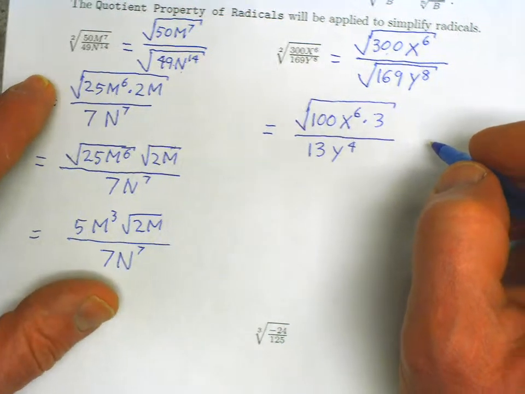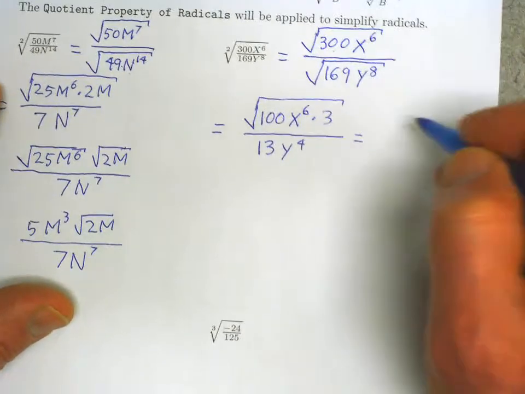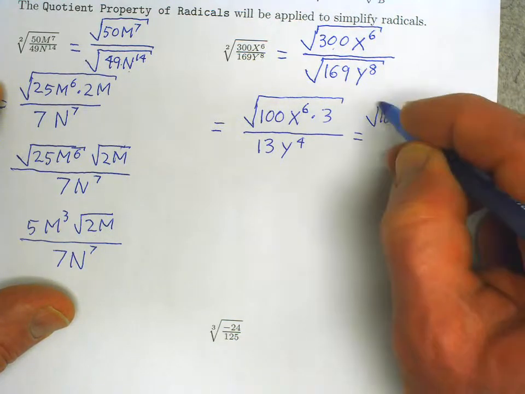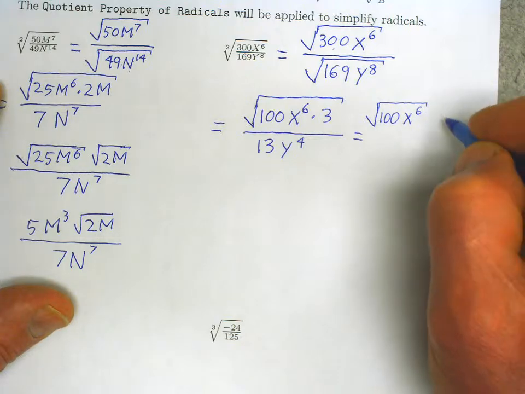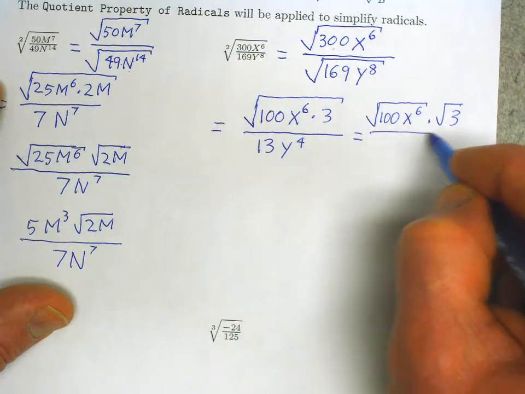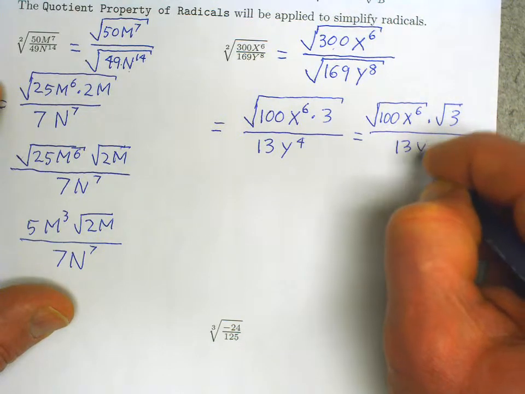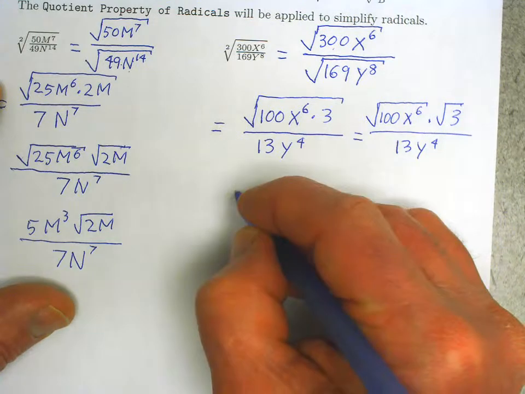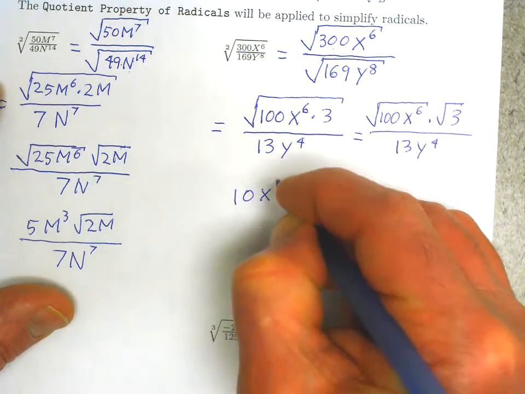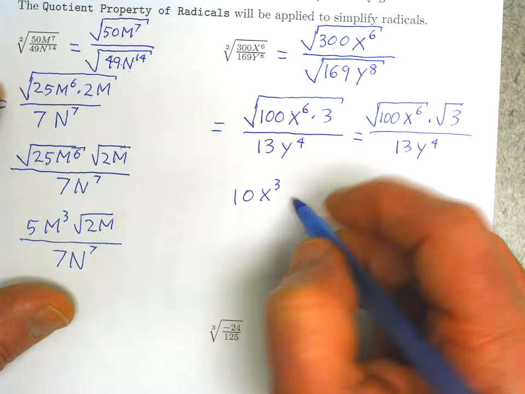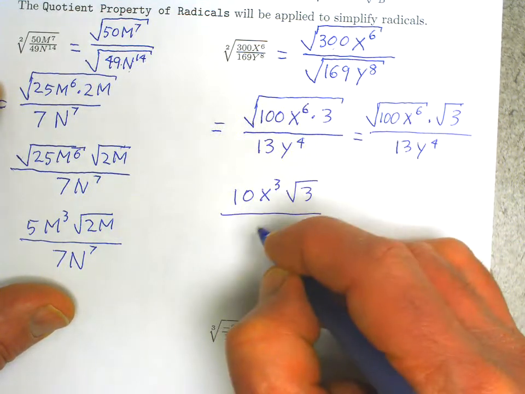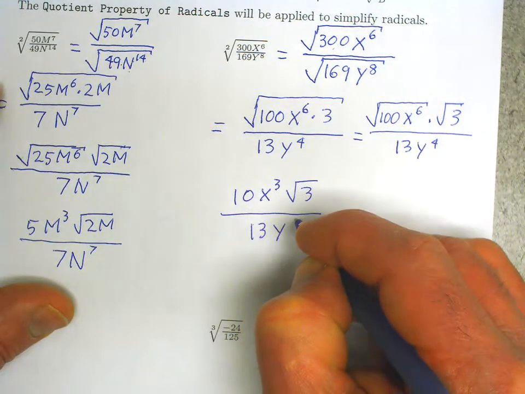Okay, then we'll write it as the square root of 100x to the 6th times the square root of 3 divided by 13y to the 4th. And then the square root of 100x to the 6th simplifies to 10x to the 3rd. So we have in the numerator 10x to the 3rd times the square root of 3, all divided by 13y to the 4th.